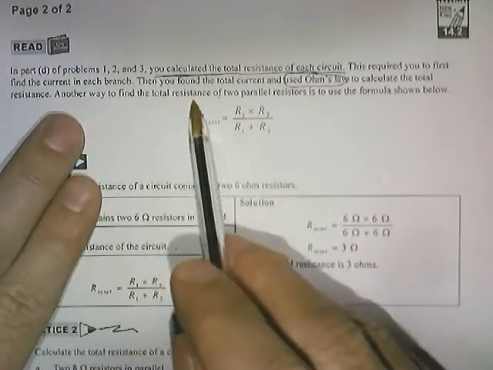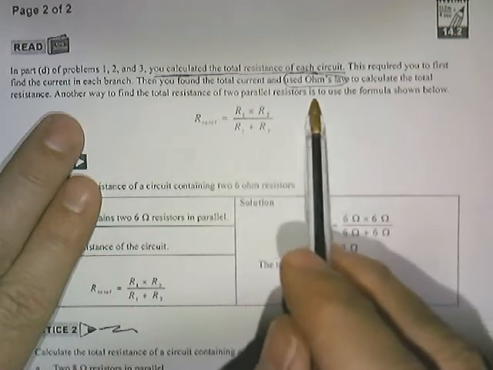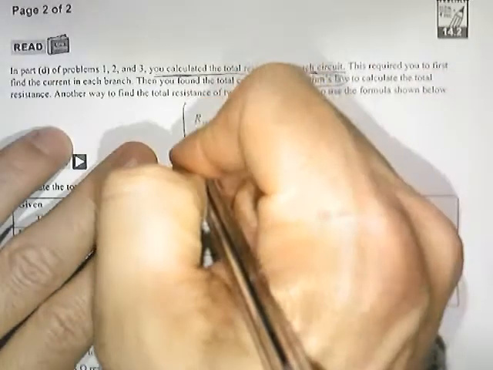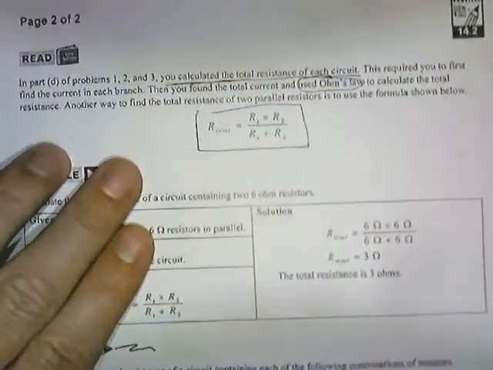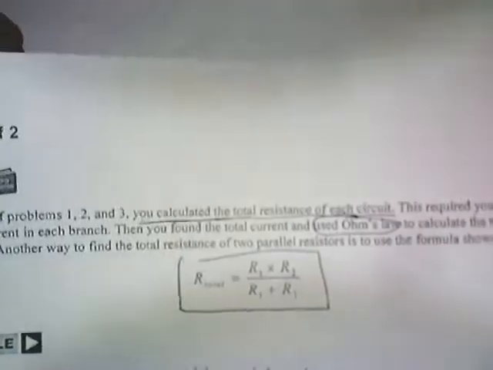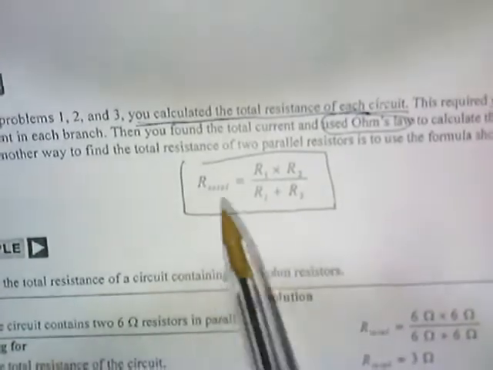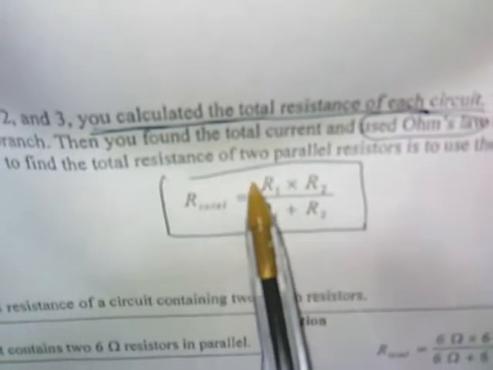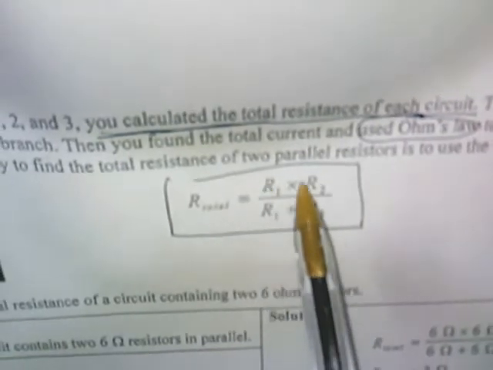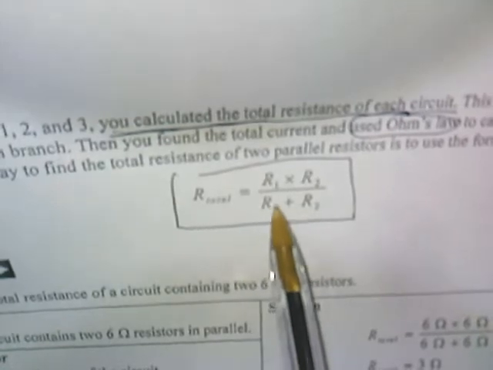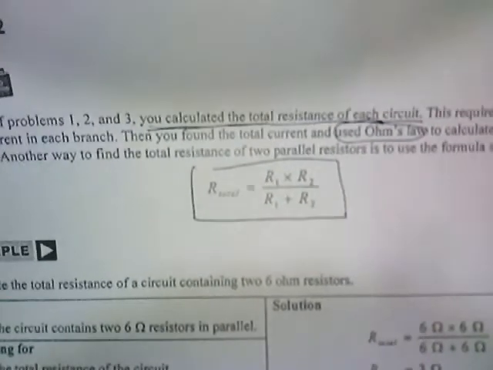But another way to find total resistance of 2 parallel resistors is to use the formula shown below. And I want to make sure, and we'll do some work with this, right? I'll zoom in on this here for a second. I want you to see here that we can actually take and do some calculations with it. And it's simply saying this. The total resistance is equal to resistance of branch 1 times resistance of branch 2 divided by the resistance of branch 1 plus the resistance of branch 2.